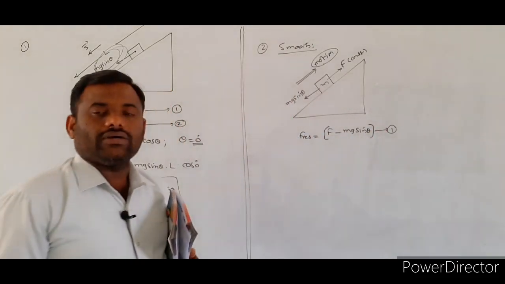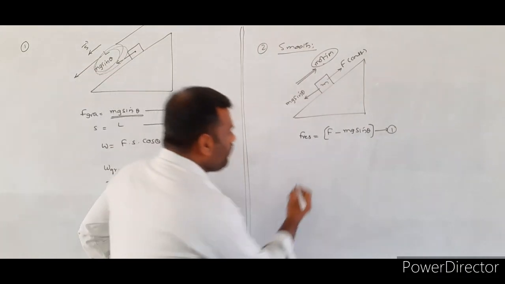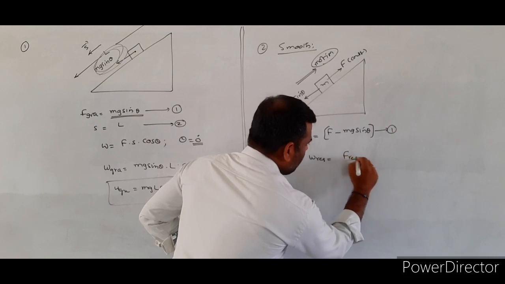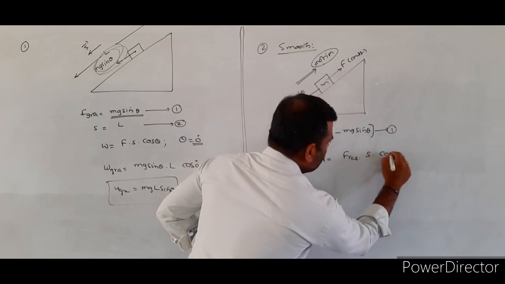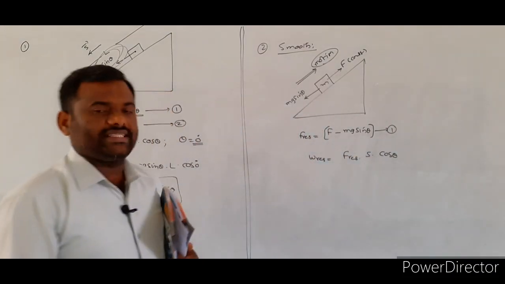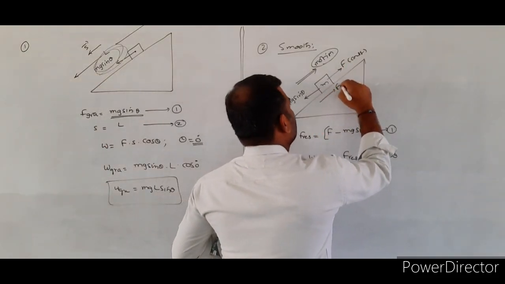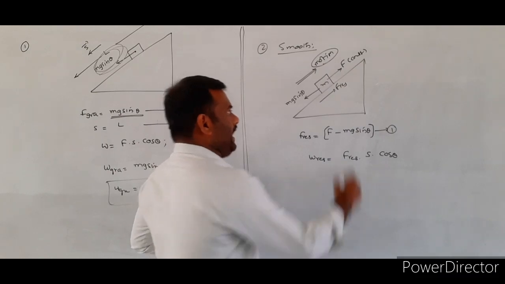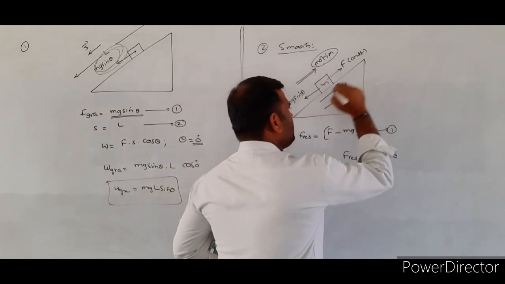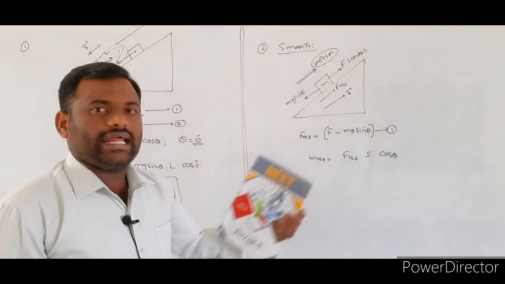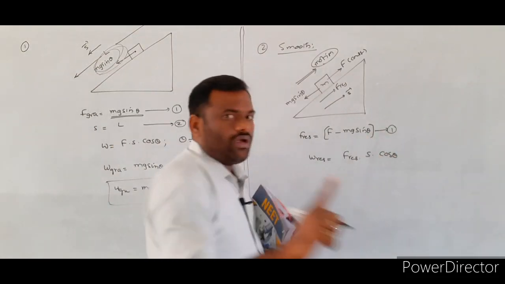Now they are asking for the work done by the resultant force. Work done by the resultant force is equal to F resultant into displacement into cos theta. See here, the resultant force is acting up the plane, and the displacement of the object is also up the plane, so theta value is equal to 0. Directly we will write cos theta value is equal to 1.